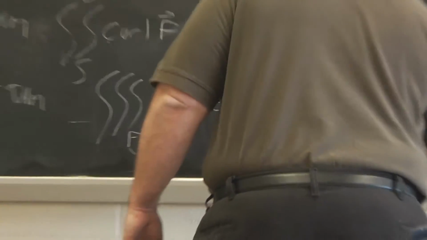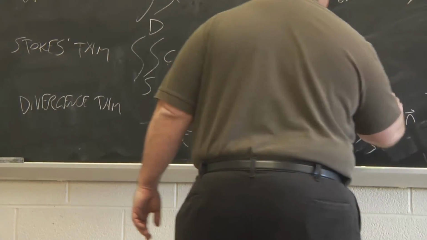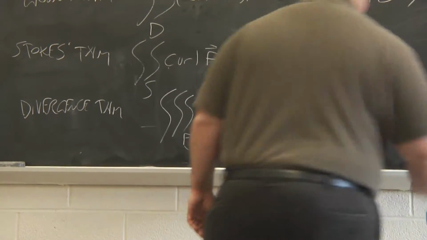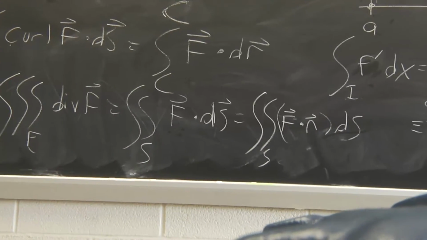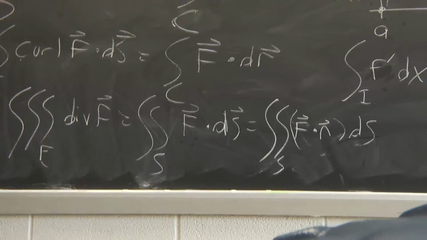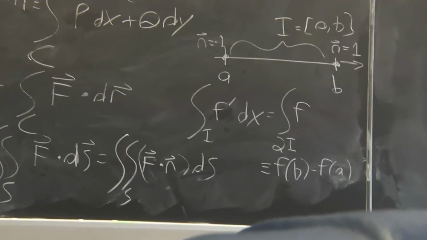Here we're taking the integral over a surface of a vector field dotted with the normal vector, and integrating over the surface. It's the same idea. Here we have a 0-dimensional space, and here we have a 2-dimensional space.